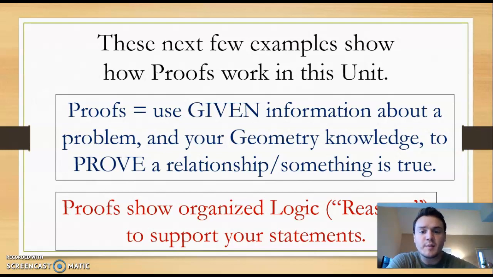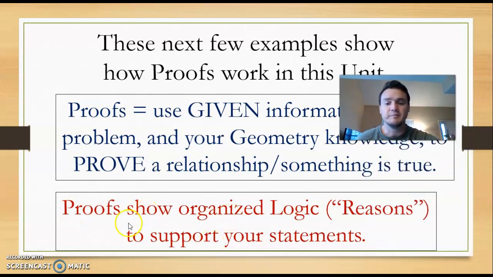So here, when we're talking about proofs, proofs are basically just using given information about a problem and also your geometry knowledge, things that we've learned over the course so far, to prove that something is true or prove that a relationship exists. A definition would be that proofs are you showing organized logic, or organized thoughts, with reasonings to support your logic. So this is very much how people should actually think, or critically think.